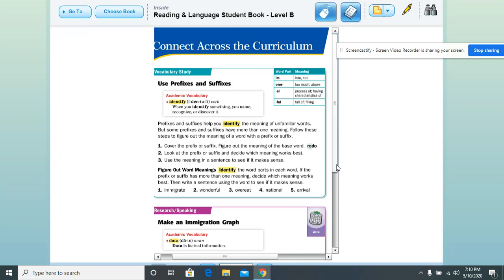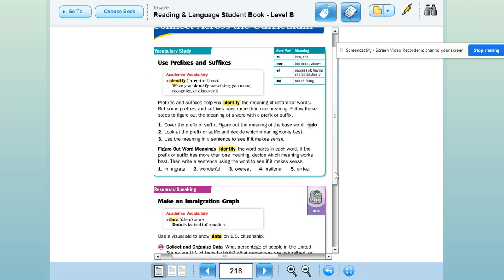So here is the explanation for the prefixes and the practice, and you will also have a practice book page on page 90. So that's part of page 90. This will help you out. Prefixes and suffixes help you identify the meaning of unfamiliar words. So they help you define the word, find the meaning of the word. Prefixes and suffixes help you recognize the word and its meaning.